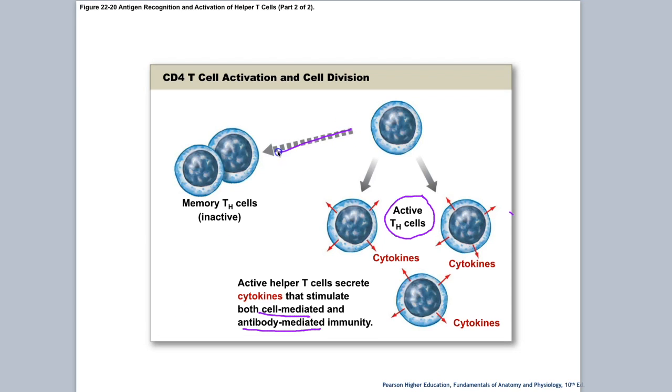Additionally, while it's multiplying, this T cell is going to produce some memory helper T cells. These memory cells live in our body for a very long time and can recognize this pathogen if it ever comes back again. They are inactive right now because we want to save them for later. They'll become activated if we get this pathogen a second time. All right, let's go on.